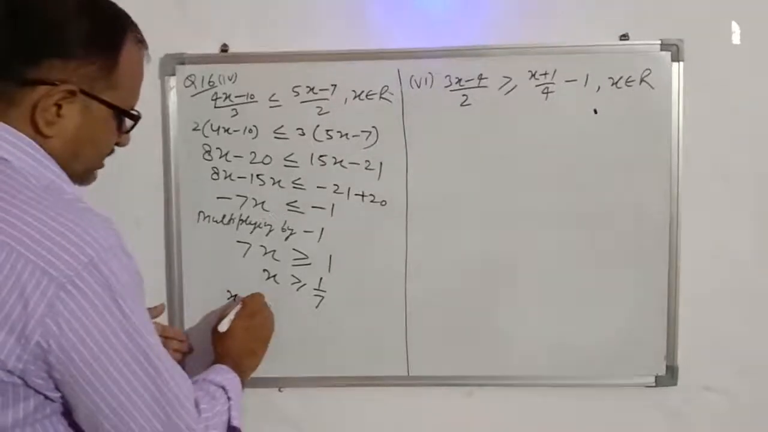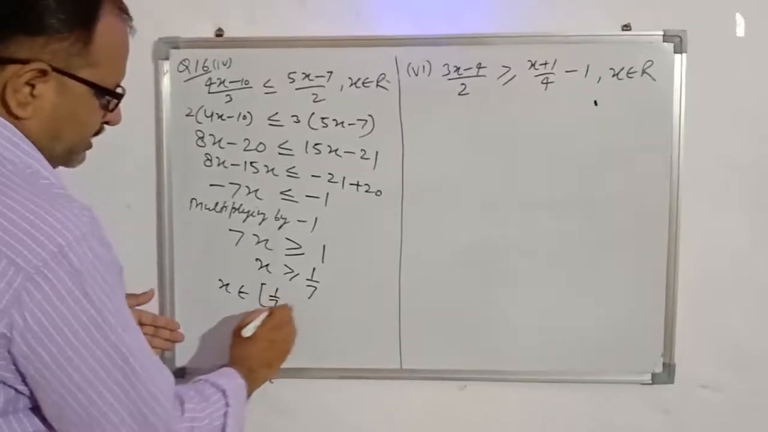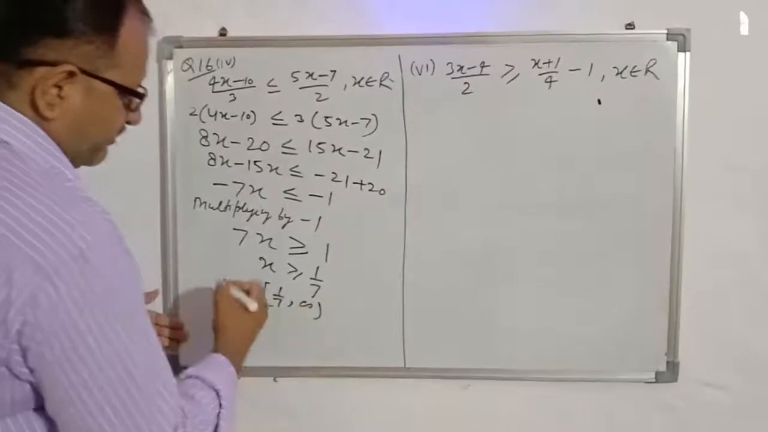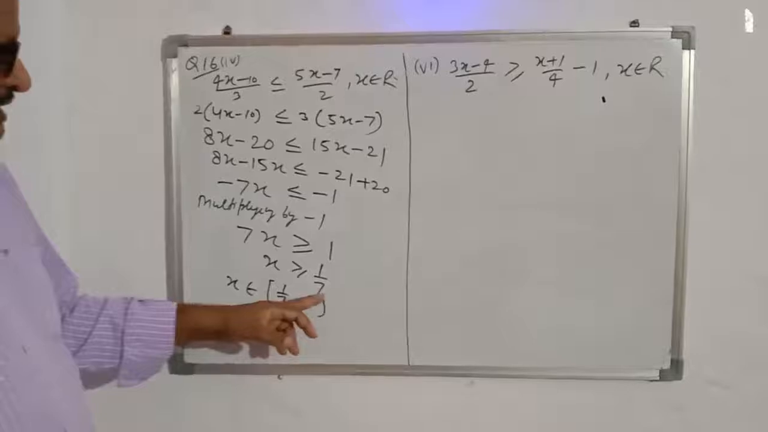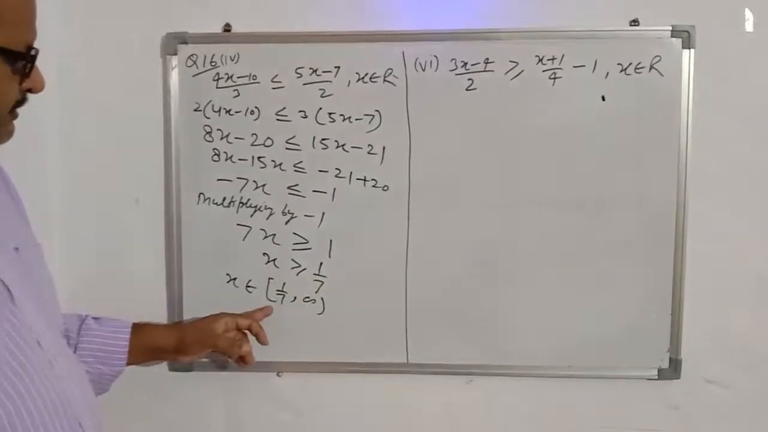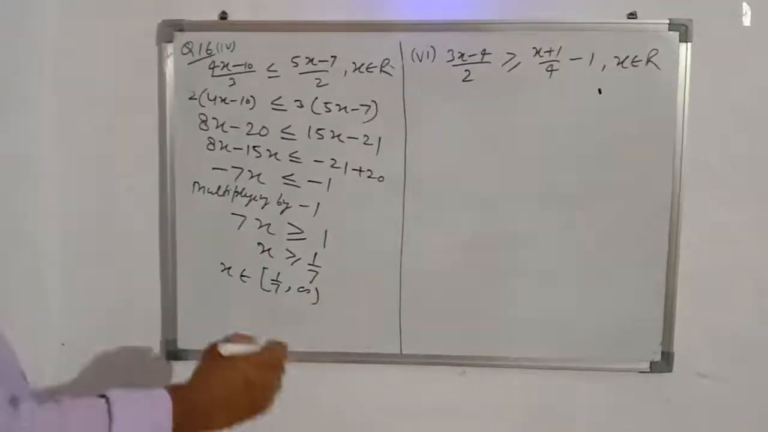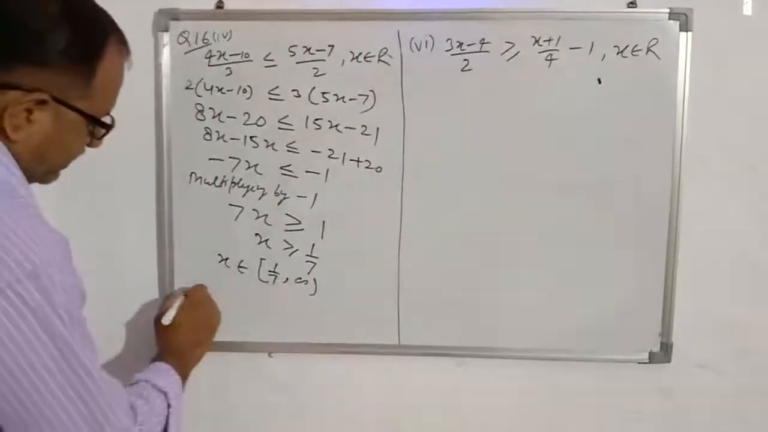So x belongs to [1/7, infinity). 1/7 we have to include it, so we will put the sign of closed interval, and up to infinity. We have to represent it on the number line.